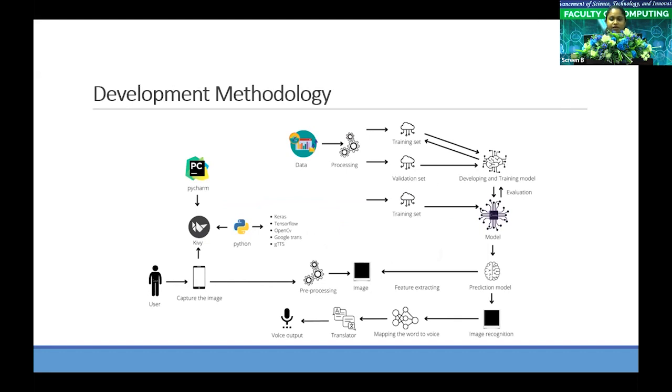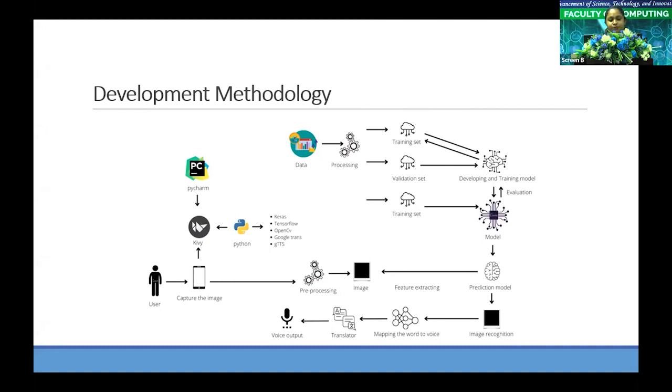So data is collected, processed, and then trained, validated, and tested. And then the trained model is developed and evaluated, and tested to get more accuracy and efficiency. In the meantime, on the user side, I have used PyCharm as an IDE to develop it in Python, and TensorFlow, Keras, OpenCV, Google Trans, and gTTS are used in the development for the translators as well as for the voice outputs. And Kivy is used as my development language for the UIs.